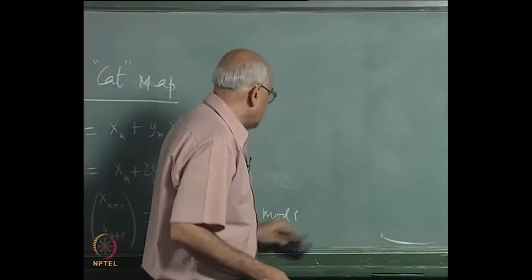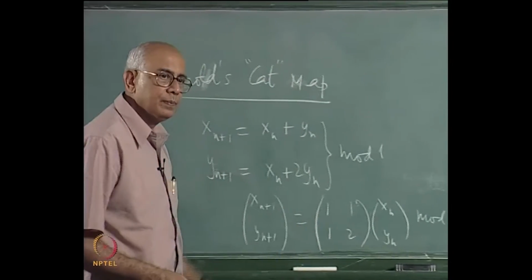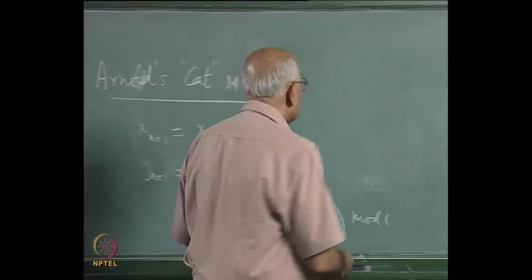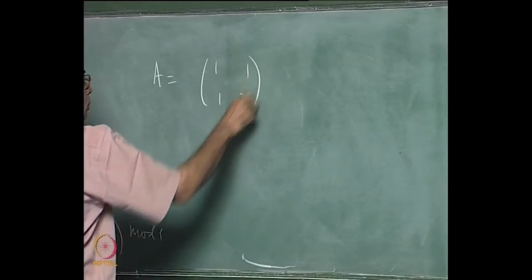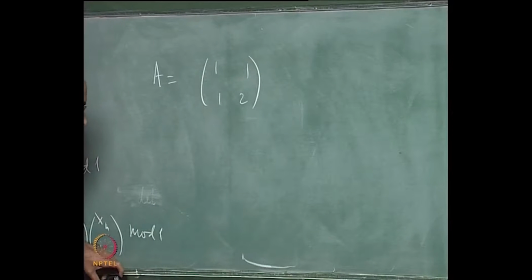What are the eigenvalues of this matrix? So I have this matrix A which is equal to (1 1; 1 2). What are the eigenvalues of this matrix?